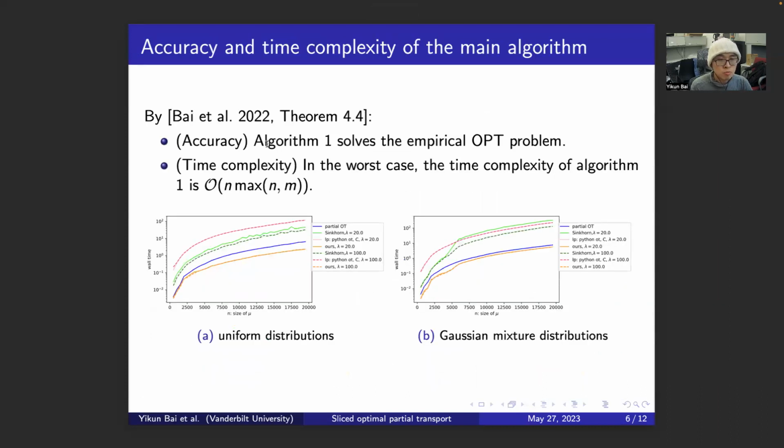Theoretically, we prove that our main algorithm can correctly solve the empirical OPT problem. Also, we prove that in the worst case, meaning that in every iteration you have a conflict and you have to call algorithm 2, the time complexity is quadratic with respect to the size of the measure. These two figures are the numerical results of the running time. The orange line is our method, and the pink line is the linear programming. You can see our method is about several hundred times faster than the linear programming.